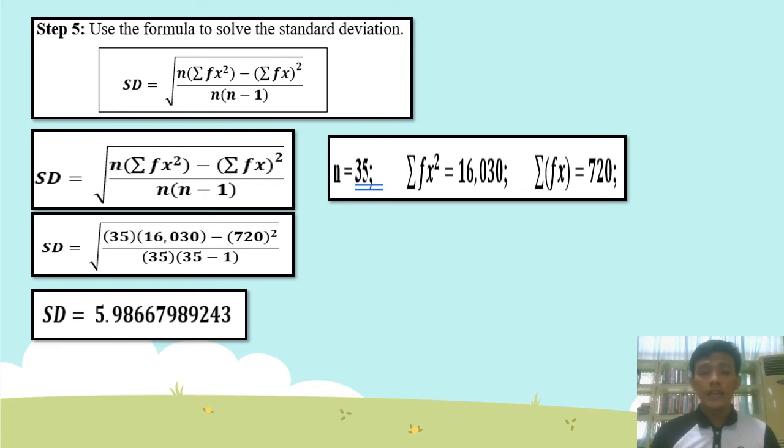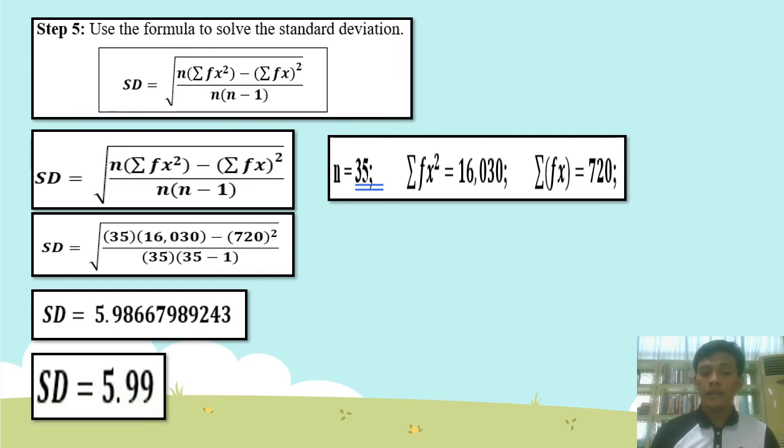Then using your calculator, you can get the standard deviation equal to 5.98667989243. Then, this is not our final answer. We need to round off our answer to two decimal places. So 5.98, and that will be 5.99 because 6 is more than 5 beside 8. That's why 5.99 is our standard deviation.